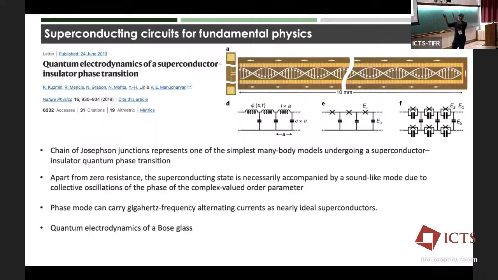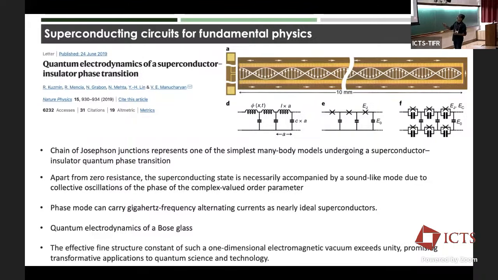I'm really just dumping information for you to know that these kinds of things are possible. I know very little about this experiment, but you can see it's just an array of Josephson junctions. And they're saying that the effective fine structure constant of such a one-dimensional electromagnetic vacuum exceeds unity. That really puts you into a different regime of physics and can have transformative applications. This is the selling statement here, but this is a very interesting regime, which again was not possible before.